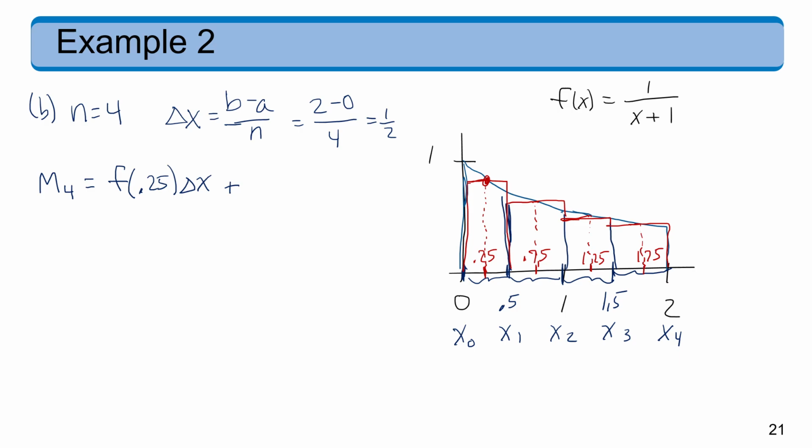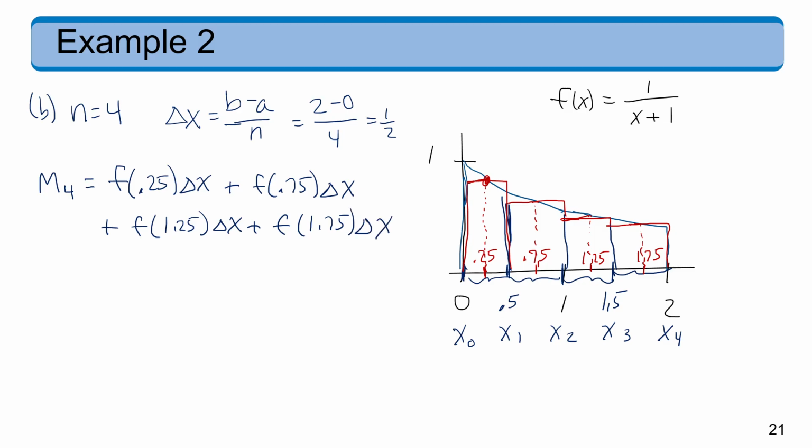Plus, we go to the second rectangle, the height is F evaluated at 0.75, width delta x. Plus, on the third one, F evaluated at 1.25 times the width delta x. And then the last one, F evaluated at 1.75 times the width delta x.